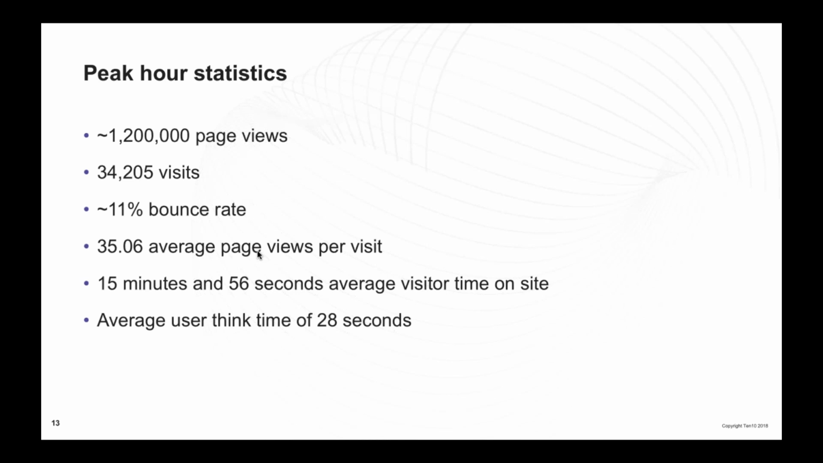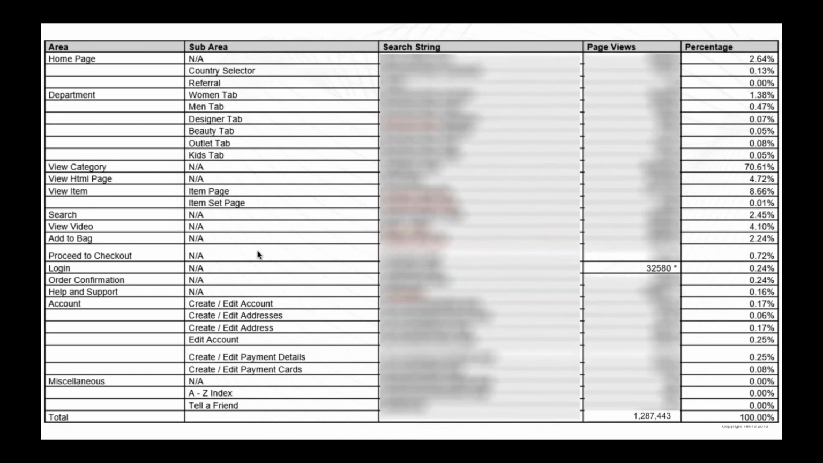Here we can see the output of our analytics for our peak hour. We can see there's the area of the web application, the sub area, and how these map to specific URLs that are captured by the analytics tools. And most importantly, we can see the number of times that this was accessed within an hour. So for example, in our peak hour, we can see that we have 32,500 logins.